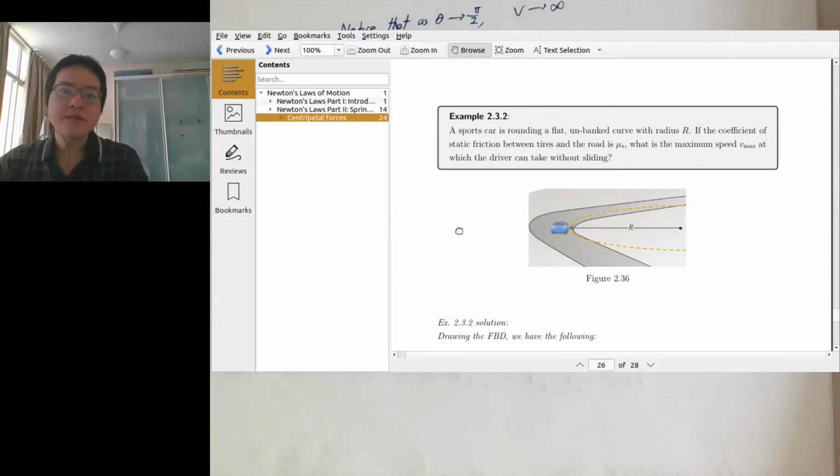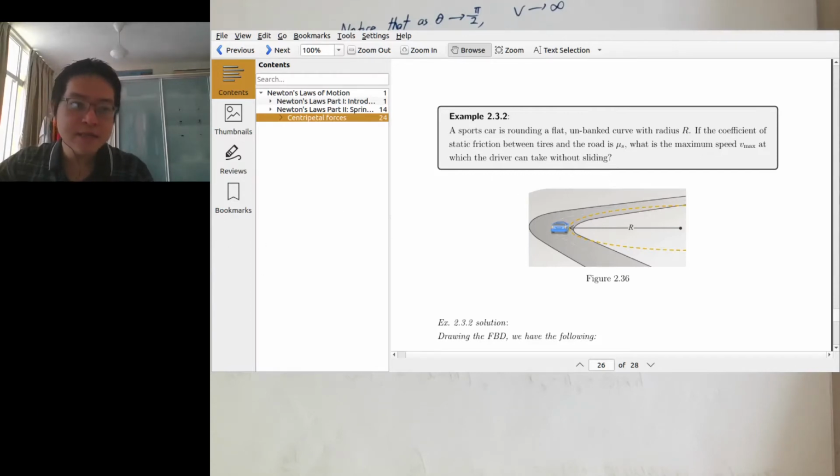Okay, so in this example, we have a sports car rounding a flat unbanked curve with radius r. The coefficient of static friction is given, mu s. What is the maximum speed at which you can drive the car without sliding?